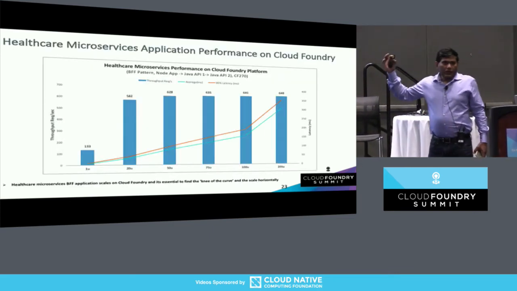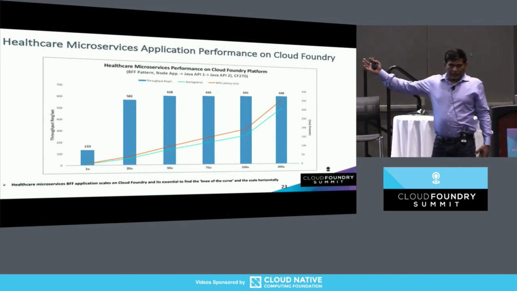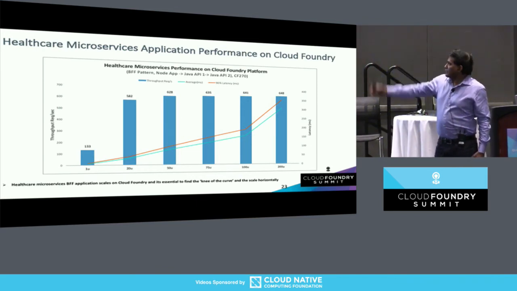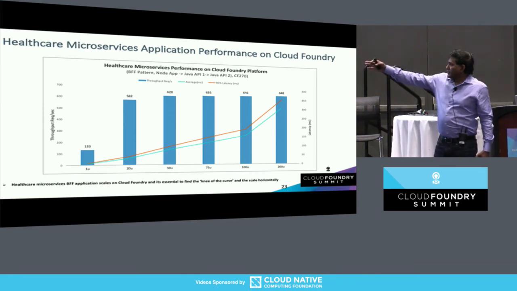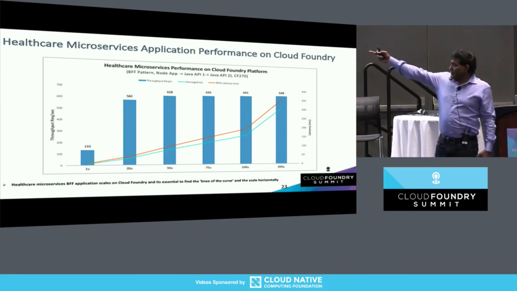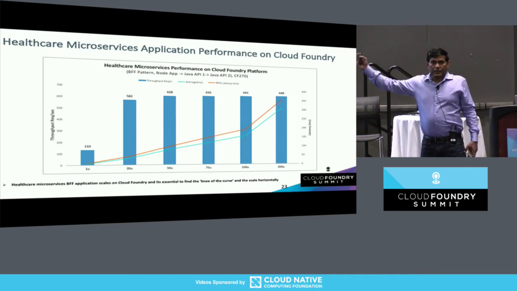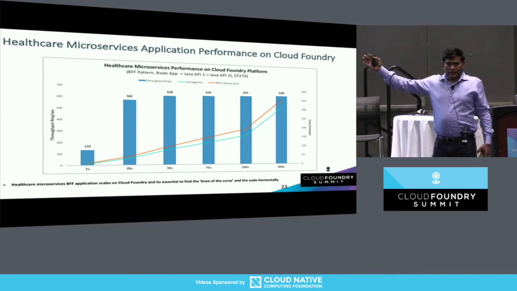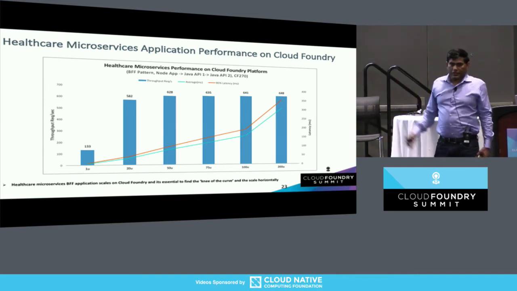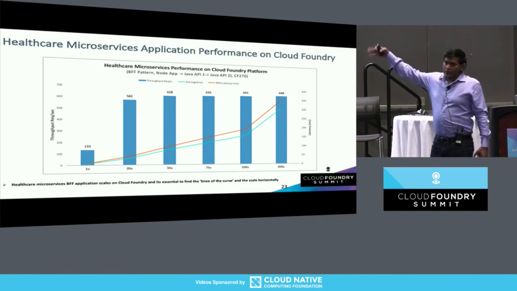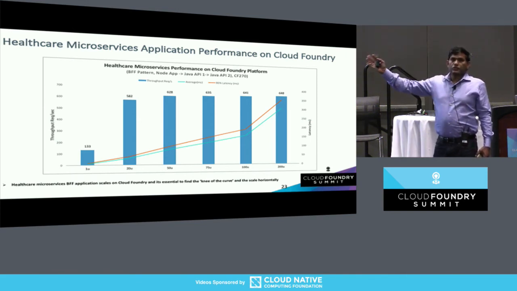And after applying all that, we can clearly see that now we have the healthcare microservice application performing and scaling. As you can clearly see, the knee of the curve is where one single instance of this microservice application is hitting its limit. Beyond that, the only thing that will increase is the latency, so you have to scale horizontally.